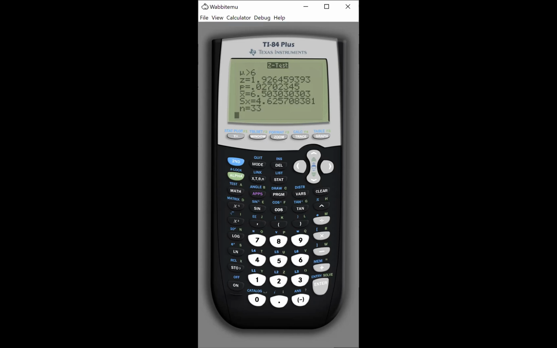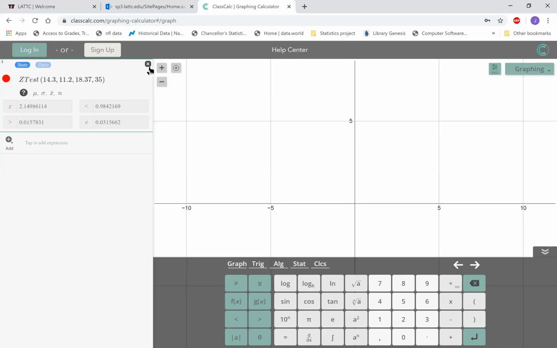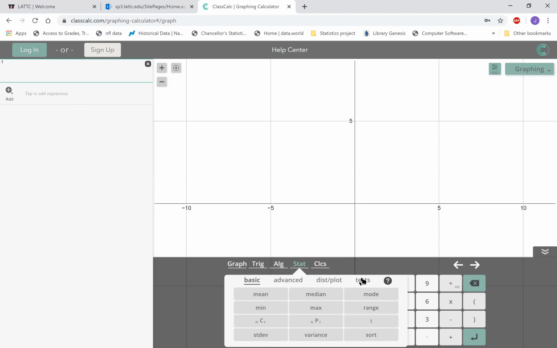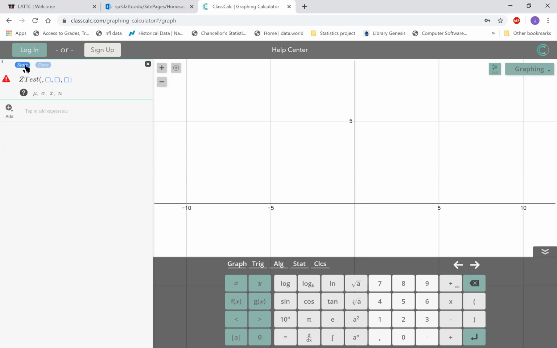All right, so let me switch it over to ClassCalc. For ClassCalc, same thing. You go to stats, you go to tests, you go to z-test. If you look on the top, it says stats and it says data. So if you have the data, you want to select data. So now it asks for mu. So mu is 6. It's asking for sigma, which is 1.5.